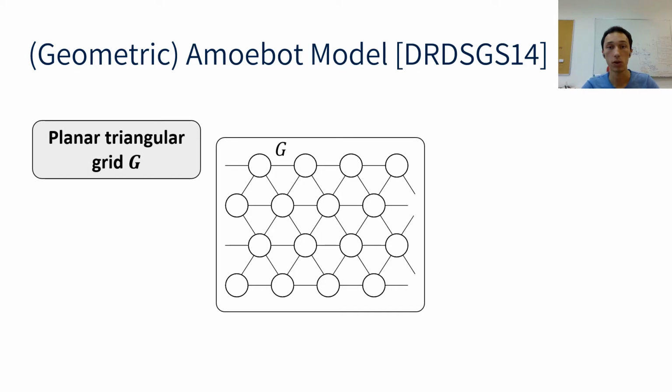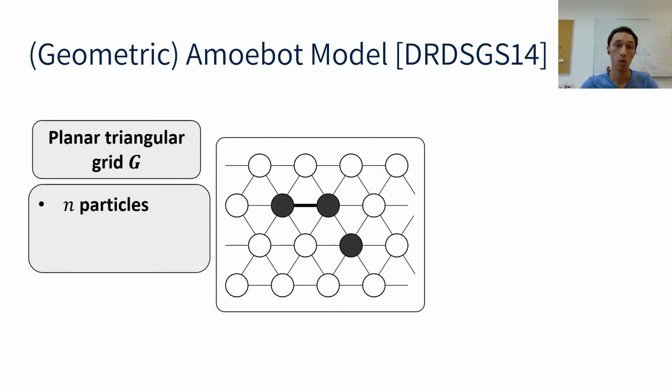In this work, we consider a formal computational model for programmable matter called the geometric amoebot model. It was introduced by Derakhshandeh, Richa, Dolev, Scheideler, and Gmyr in 2014. This model first assumes we have a planar triangular grid G, which you can see in the center image. We also have n particles. Remember, these are the mobile computational agents. These particles occupy nodes in the grid.